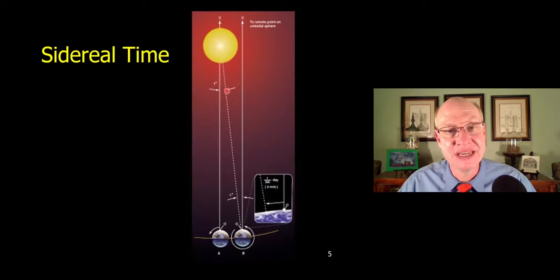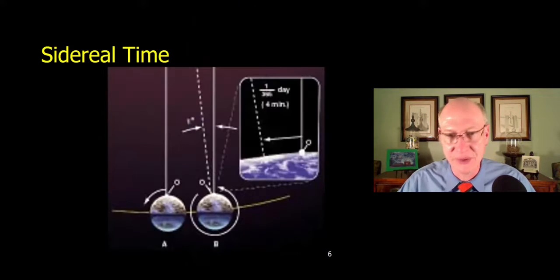And that difference here is about 3 minutes and 56 seconds every day. That's the difference between a sidereal day and a solar day. To look at this in a little bit more detail, we've got this little graphic right here. Here's what happens. Here you are.